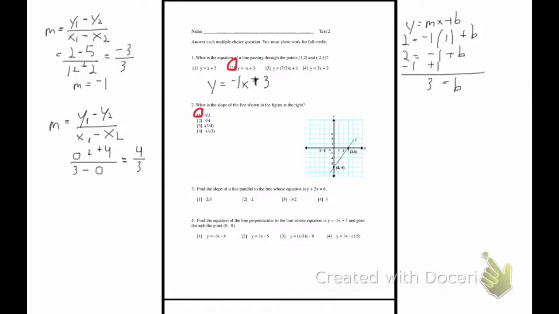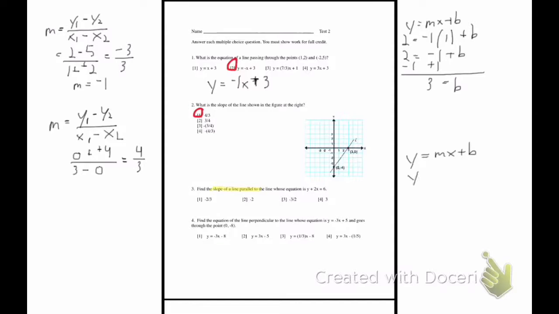Alright, question number 3 reads, find the slope of a line parallel to the line whose equation is y plus 2x equals 6. Well, the important information we need to underline is slope of a line parallel. We know that parallel lines have the same slope. However, y plus 2x equals 6 is not in the equation of a line form of y equals mx plus b, or slope-intercept form. Therefore, we need to turn y plus 2x equals 6 into slope-intercept form.